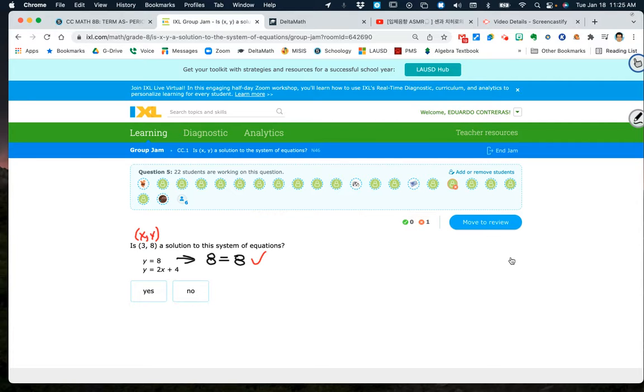So we replace y with 8 again. Equals 2 times x becomes 2 times 3, plus 4. Let's just do the math there. 2 times 3 is 6. So 8 equals 6 plus 4. True or false? Yeah, we're saying 8 equals 6 plus 4. Remember, 6 plus 4 is 10. We're saying 8 equals 10. That's false. So we're going to say no.